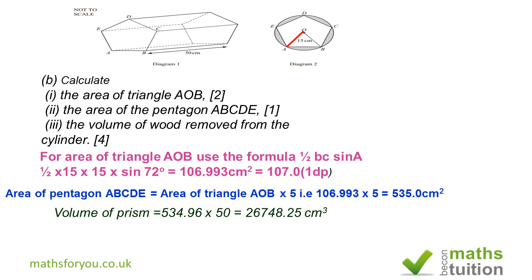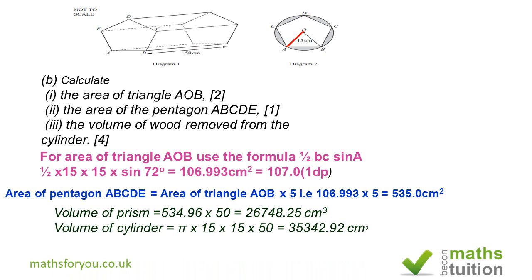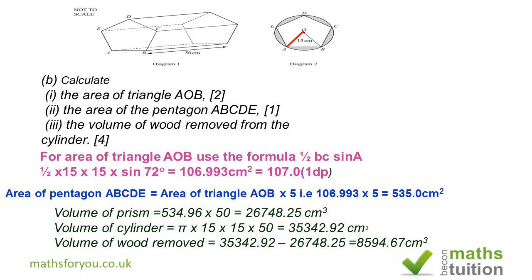And the volume of the cylinder itself will be pi r squared times the depth, because pi r squared is the area of the cross section of the cylinder itself. So if we do pi times 15 times 15 times 50, that will give us the volume of the cylinder. Now if we subtract the volume of the prism from the volume of the cylinder, that will give us the volume of wood removed to let us create our prism. And the answer is 8,594.67 centimeters cubed. Hope that makes sense.